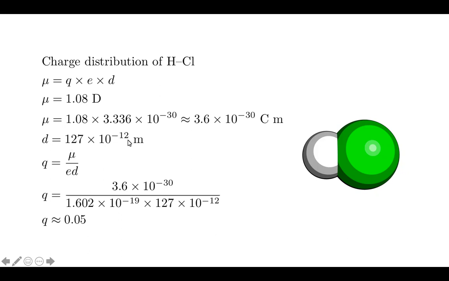D, we've converted from picometers into meters. And then so we've got everything in the same units. And then Q is going to be equal to this, the solution to this problem. And then it'll give us Q, the charge distribution, around about 0.05, which means that this is quite a polar bond.